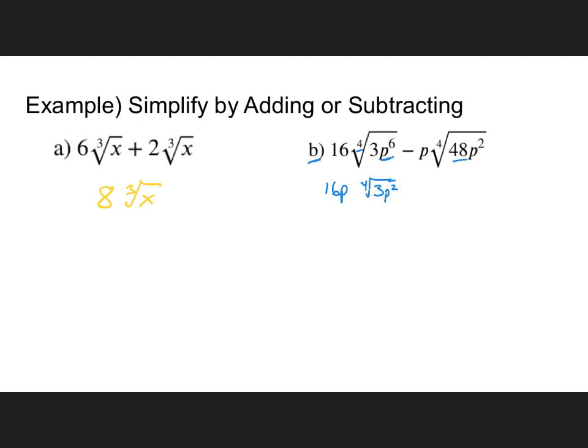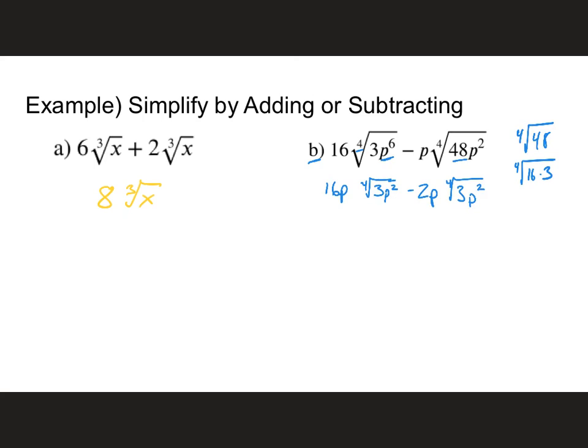The 48. Can I simplify the 48? Let me think here. The fourth root of 48. Well, 48 is the same thing as 16 times 3, and the fourth root of 16 is 2. So this ends up being 2p. The fourth root of 3, I can't simplify, and I can't simplify out that p squared at all, so 3p squared is underneath.